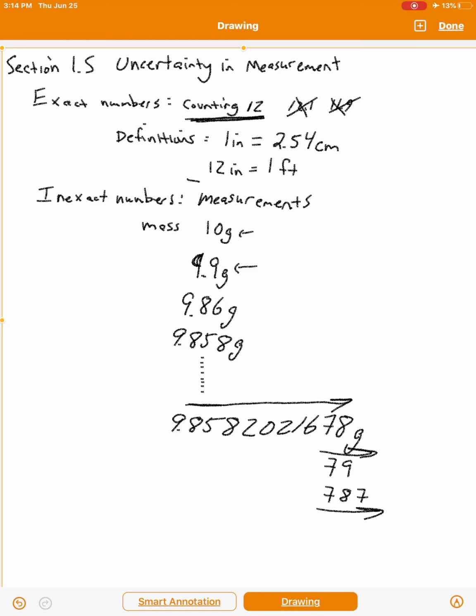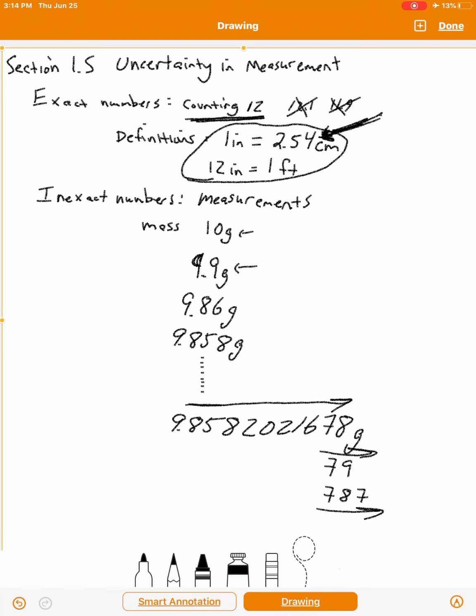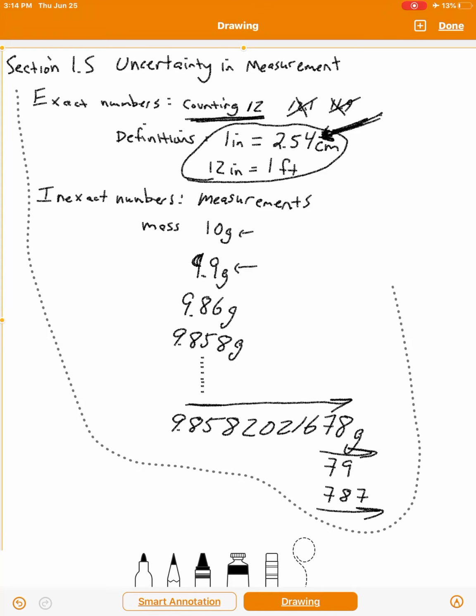We say, hey, 2.54 centimeters is an inch. So we're not going to worry about measuring the inch perfectly. We're going to measure the centimeter as well as we can. But again, that's an experimental process. There is no actual perfect answer to that question. So those are called exact numbers.